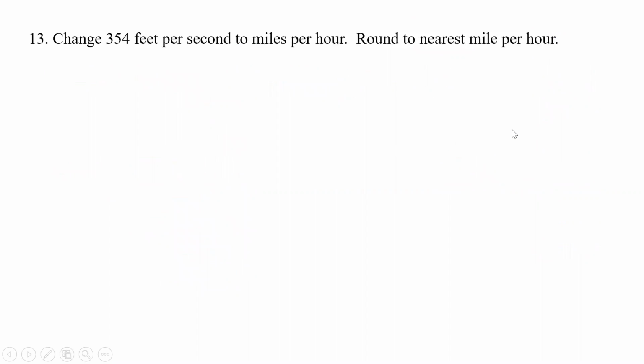All right. So here we have 354 feet per second. So that's what we're starting with. And we want to go to miles per hour. And we're going to round to the nearest whole mile per hour. So what do we got to do? Well, we got to work on converting both units. So we have to get rid of seconds and go to hours, and we have to get rid of feet and go to miles. So I don't know, it doesn't matter which one I do first. We could do 60 seconds is 1 minute.